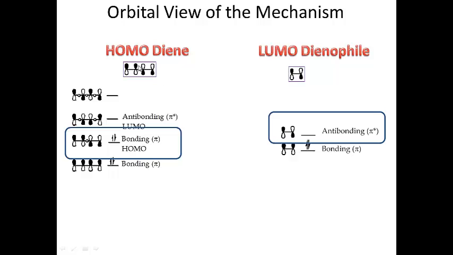So let's look at it in terms of the HOMO of the diene here. Notice this is still the HOMO. It's just that the double bonds are oriented in what we call an S-cis fashion, so that they're better able to overlap with the LUMO of the dienophile. So here's the HOMO of the diene. Here's the LUMO of the dienophile coming in now.